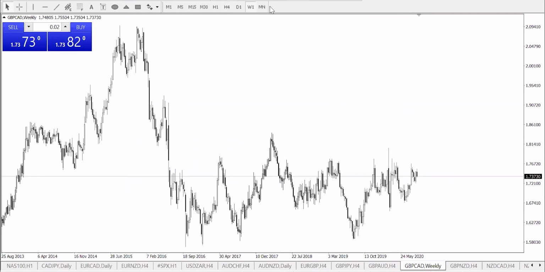Today, guys, I'm back with pound AUD and pound CAD on the same analysis. First of all, let's start with pound CAD. What you see on pound CAD, we started on weekly.